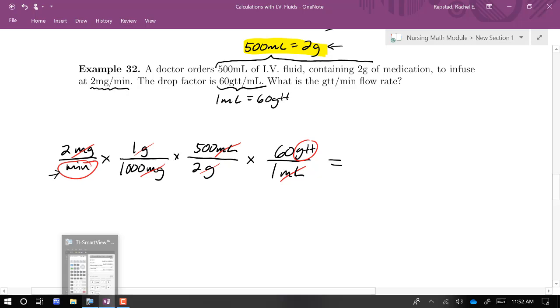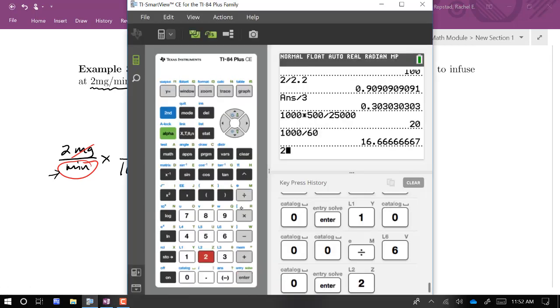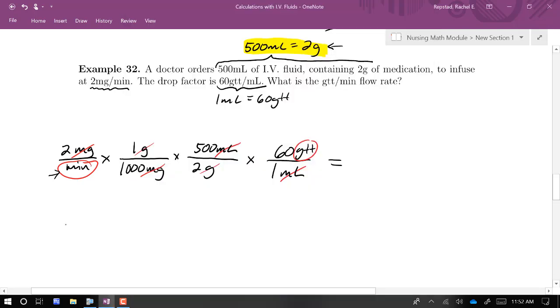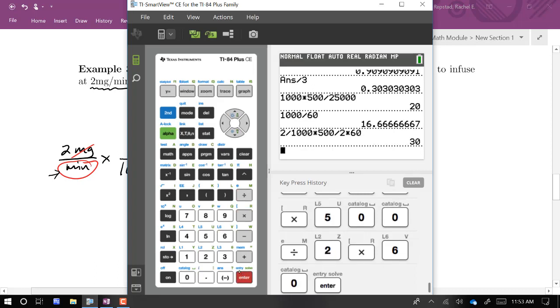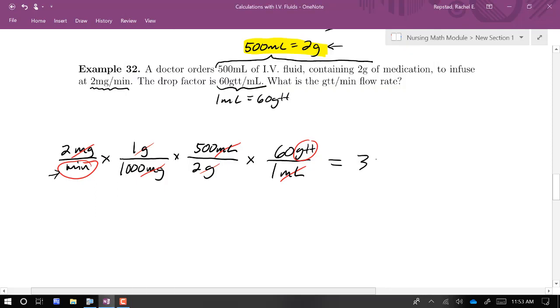So we have 2 divided by 1,000 times 500 divided by 2 times 60, I get 30. Came out even, so I didn't have to round. 30 drops per minute.